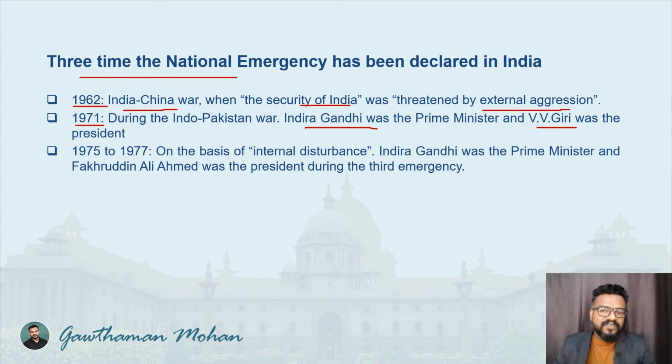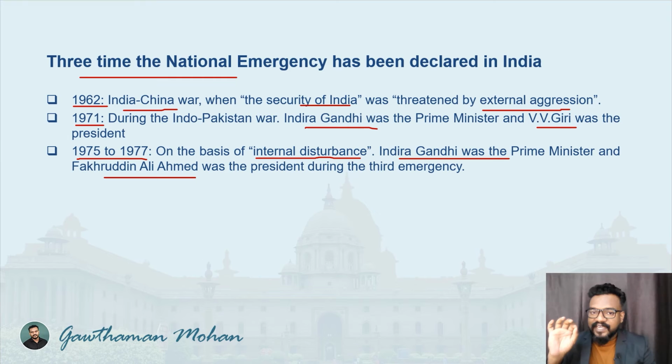The third one was a little different. It was in the year 1975 to 1977. We declared national emergency on the basis of internal disturbance. Very important to understand. But we did not mention the term internal disturbance when we were discussing the introduction of emergency. There we were only discussing a term called armed rebellion. After this particular emergency, with the 44th constitutional amendment, we introduced the term armed rebellion, and internal disturbance was replaced with armed rebellion. During this time, Indira Gandhi was the Prime Minister and Fakhruddin Ali Ahmad was the President. Very important to understand.